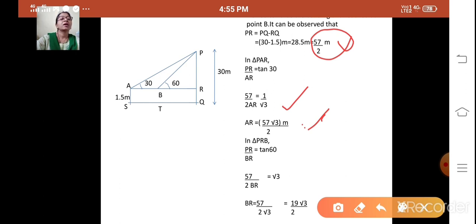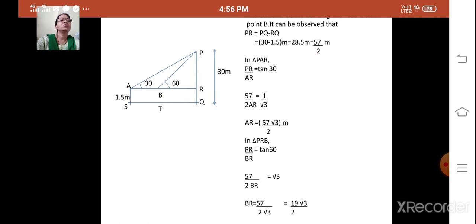Now children, irrational denominator, so multiply and divide by root 3 and simplify it. So you will get length BR is equal to 19 root 3 upon 2. This is length BR. Now we have to calculate length AB, how much distance that boy walked. Okay, so that AB is nothing but total AR minus BR. So both the values we have, AR here, we have BR here. So subtract AR minus BR. So let us do that.